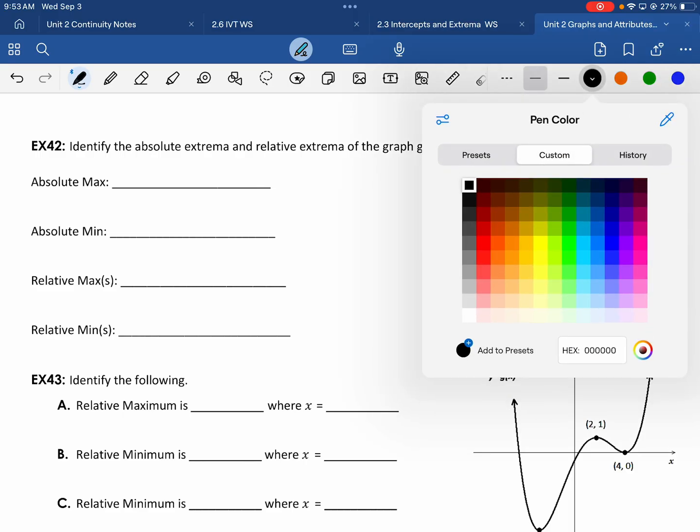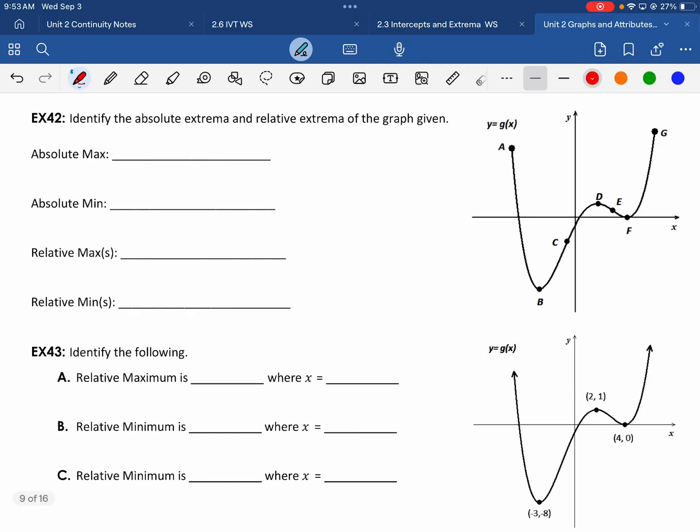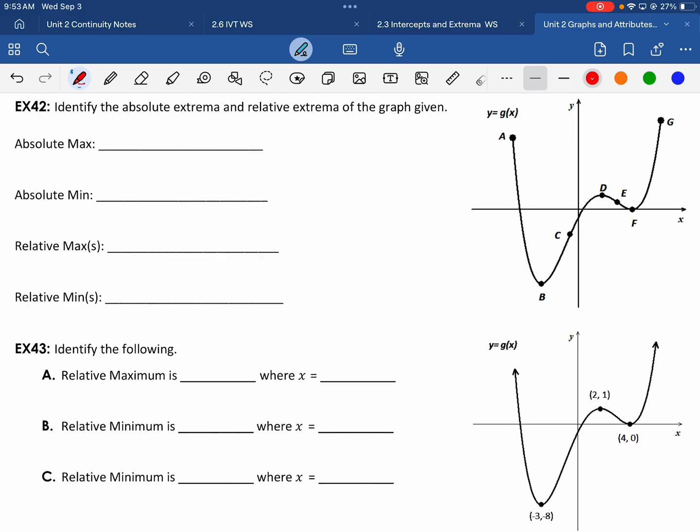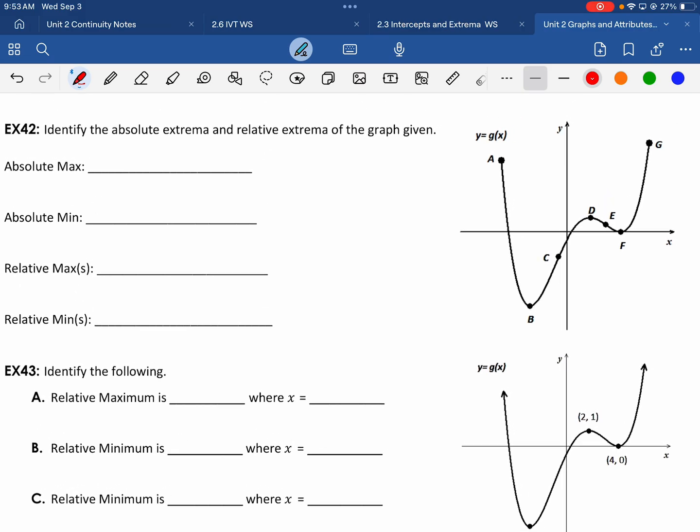Okay. So we're going to start off with the absolute extrema. On this graph here, what is the very, very highest point? G. What is the very, very lowest point? B. So absolute extrema is the very, very highest and the very, very lowest.